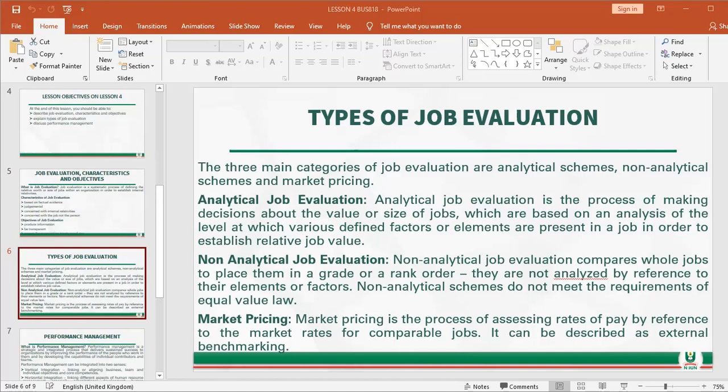So basically, this market pricing is another type of job evaluation. For this one, you would actually go out there. It's a form of external benchmarking. You as an HR manager have to go out there to see what others are being paid for that particular role.